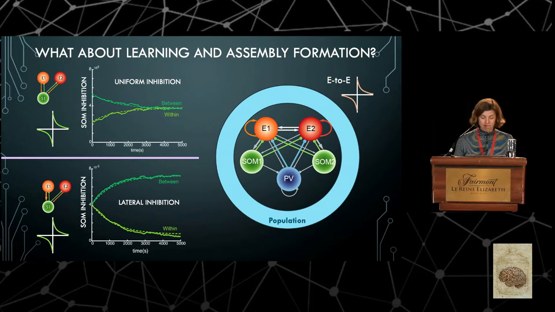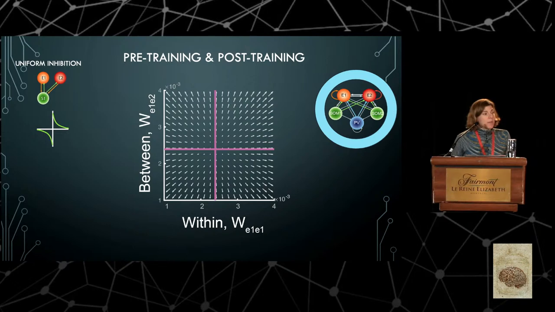All right, so I'm going to walk you through this. This is the phase plot for the uniform inhibition network. What you see here on the y-axis is the strength of excitation between the networks, and on the x-axis the strength of excitation within networks. And then what we're showing here are the nullclines for these two equations. And then we have an unstable fixed point right in the center.